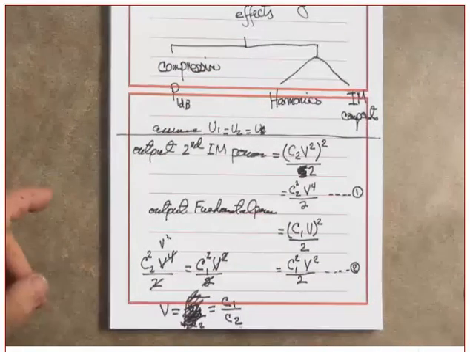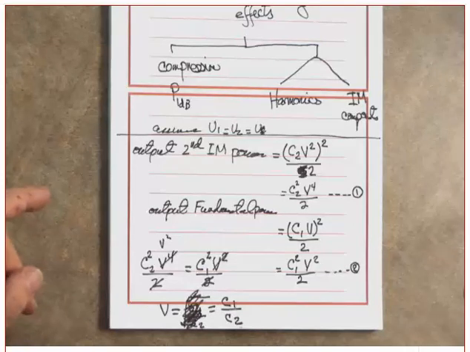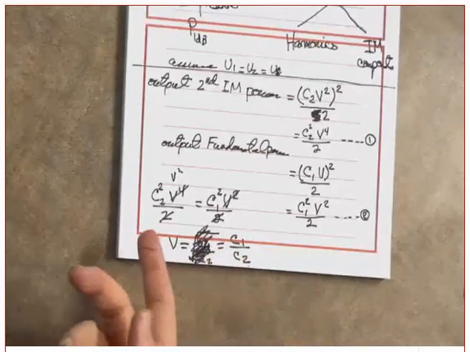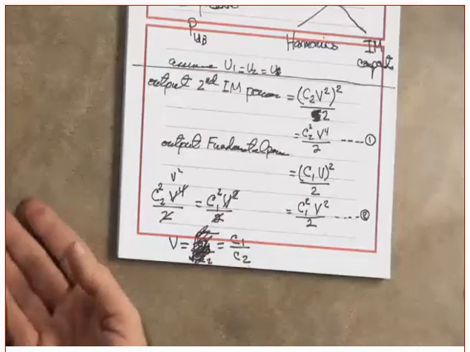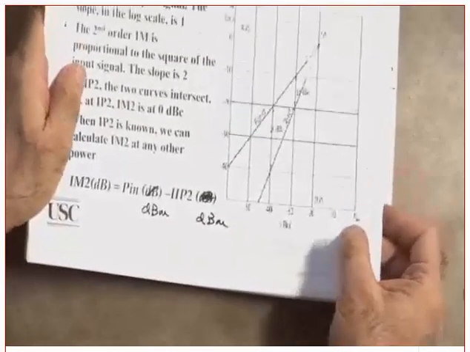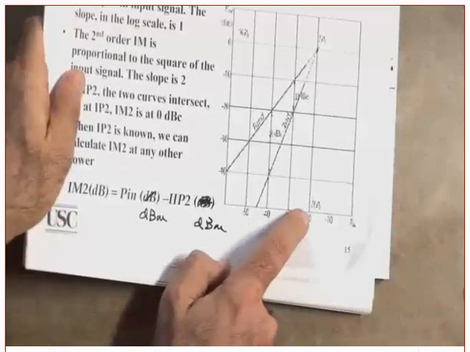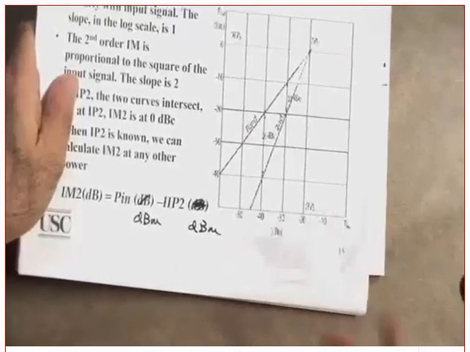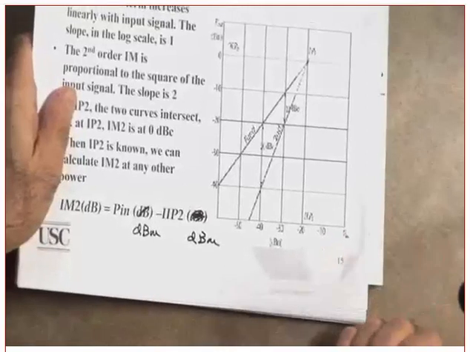What was the fundamental power at the input? At the input, the fundamental power was V square over 2. And instead of V, what do you plug? C1 over C2. Yes or no? You square it, that's the power. Which power is this? You follow me or not? However, this is in dB, which means you need to take the 10 log. Did you get my point or not?